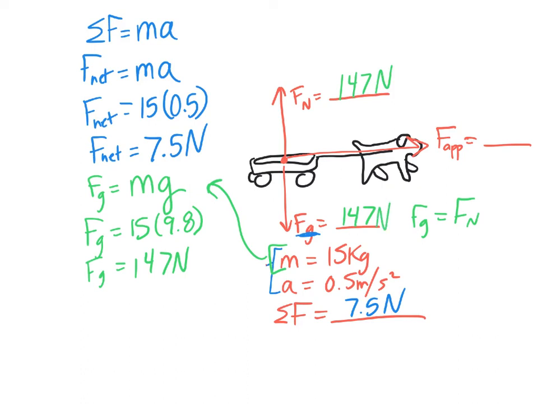The last thing that we have to do is figure out this mystery force applied. Well, keep in mind that force of gravity and normal force are equal, so they're going to cancel each other out. So the only thing that can be causing this net force, or the total force, is the dog pulling forward. So this is 7.5, so that has to be 7.5 as well.